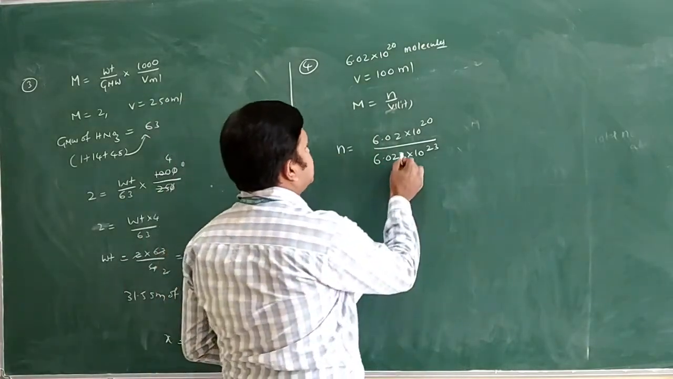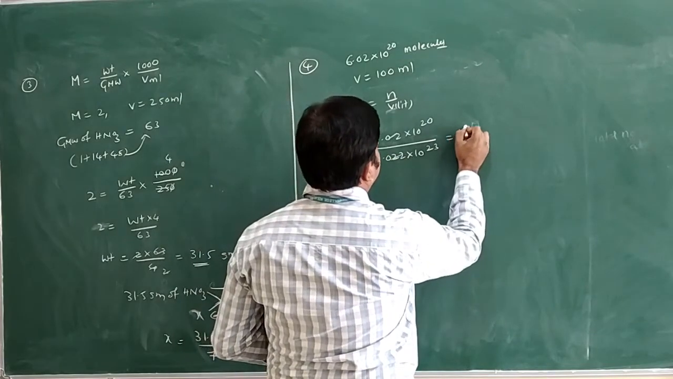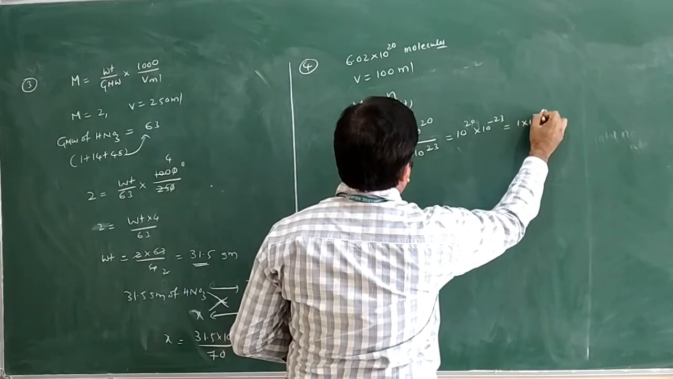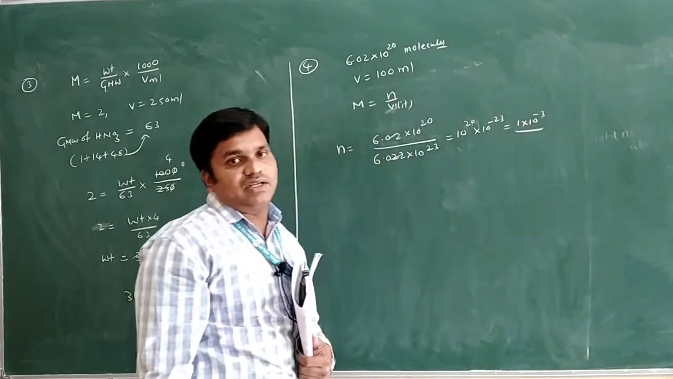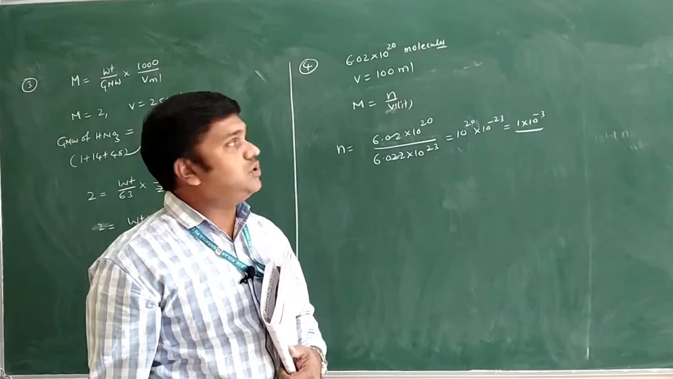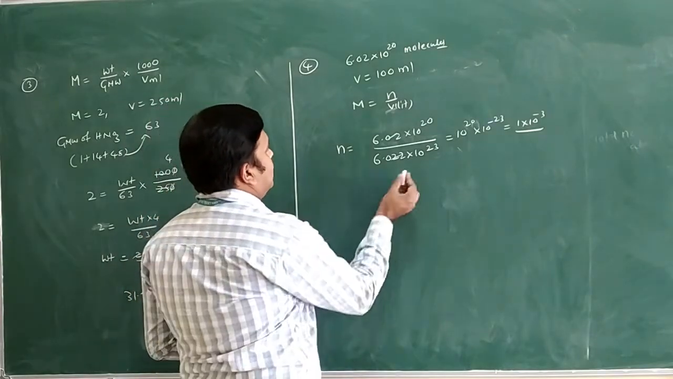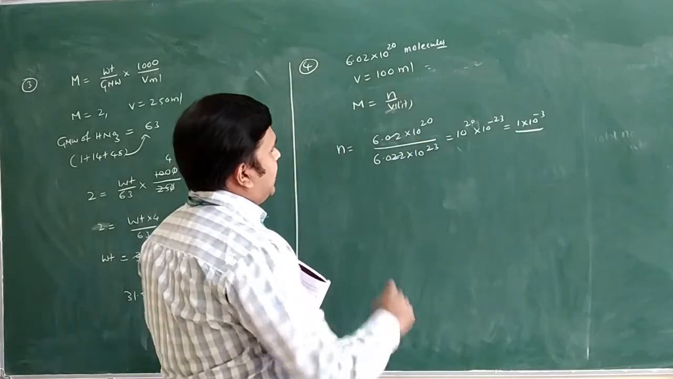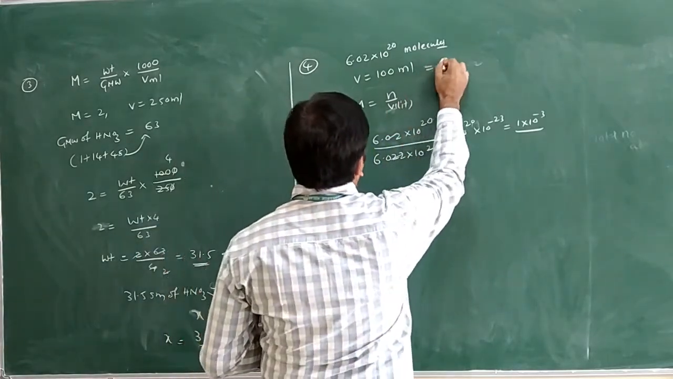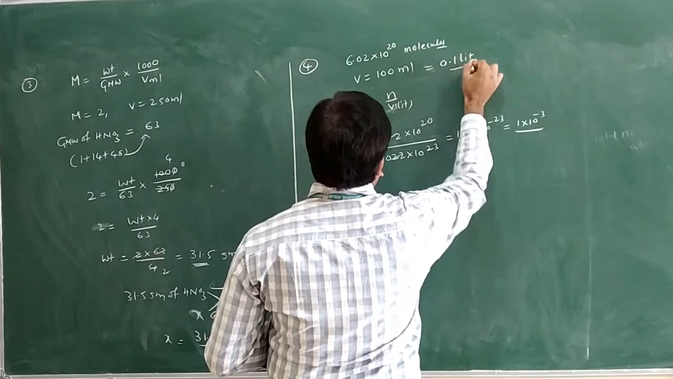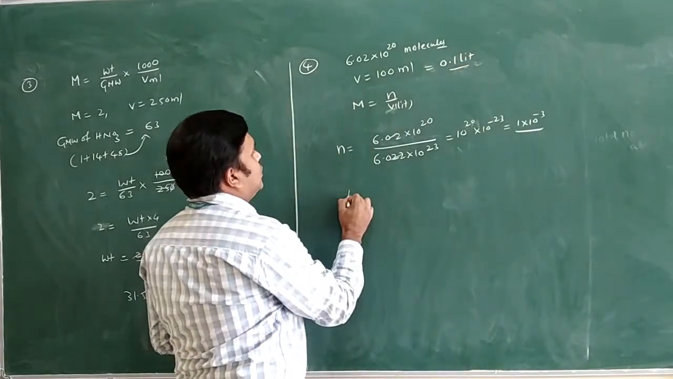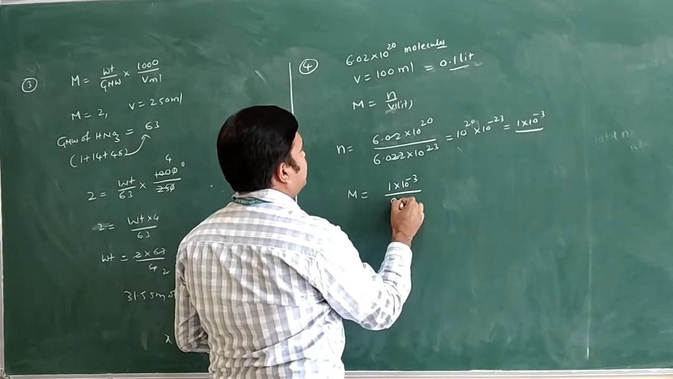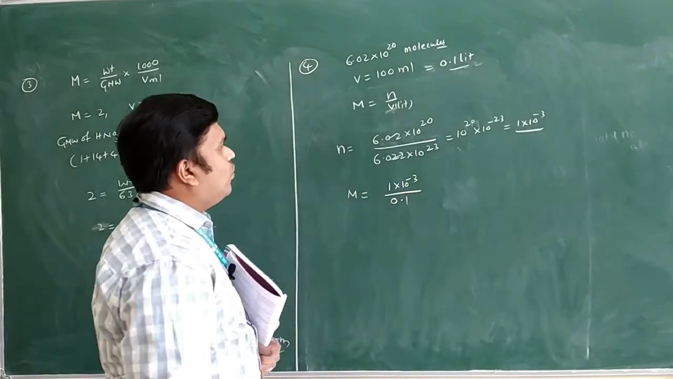Then what will you get here? The 6.0 and 6.0 cancel. This is 10 power 20 into 10 power minus 23. You will get 1 into 10 power minus 3. This is the number of moles. Clear? Now the number of moles is there and the volume given is 100 ml, which is 0.1 liter only. Now substitute the values. Molarity M is equal to 1 into 10 power minus 3 by 0.1 only.